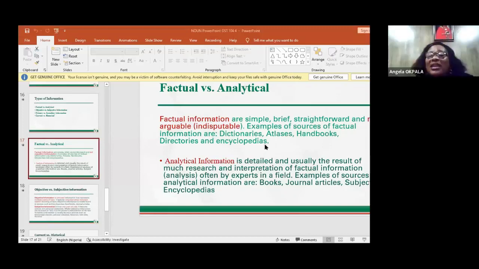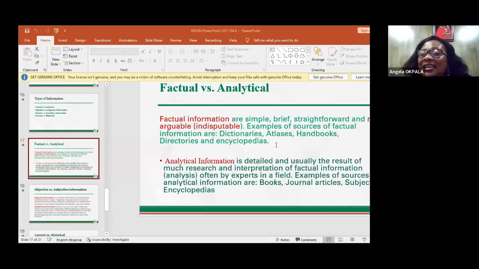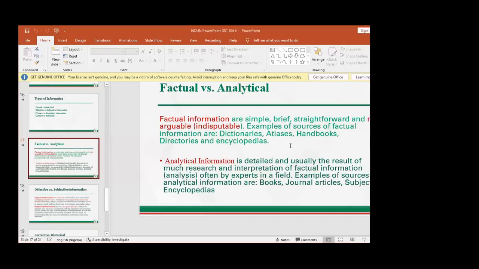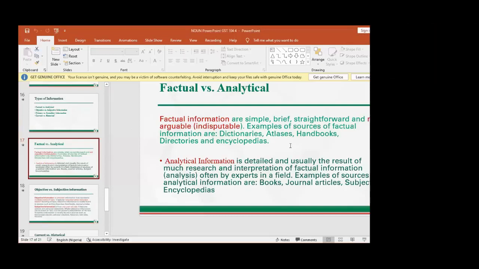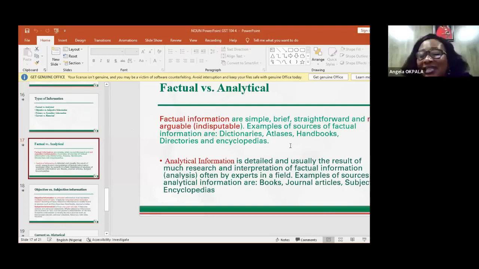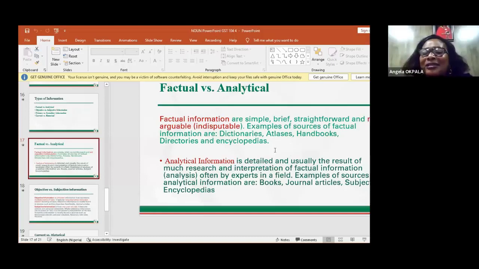So we are looking at the factual type of information, and we are saying it's not disputable. Then we have also analytical type of information. This kind of analytical information is when highly intelligent people subject an information to analysis. By that time you will see that it is now analytical information.